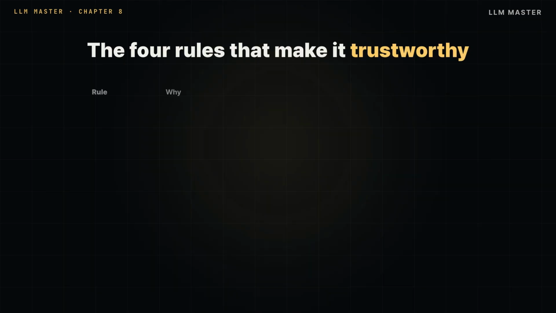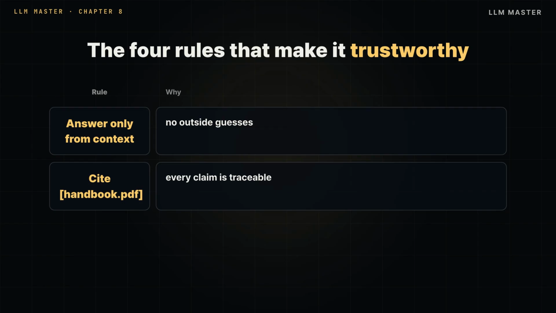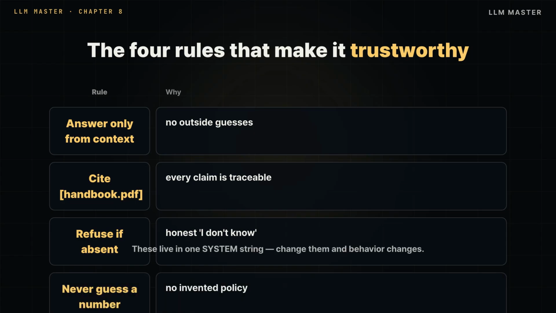Let's summarize the grounding contract as 4 rules. Answer only from context, no outside guesses. Cite the handbook file. Every claim stays traceable. Refuse when the answer is absent. An honest "I don't know." And never guess a number. No invented policy. All 4 live in 1 system string. Change that string, and you change the bot's whole personality and safety posture. That single block of text is the difference between a confident guesser and an assistant you could trust.